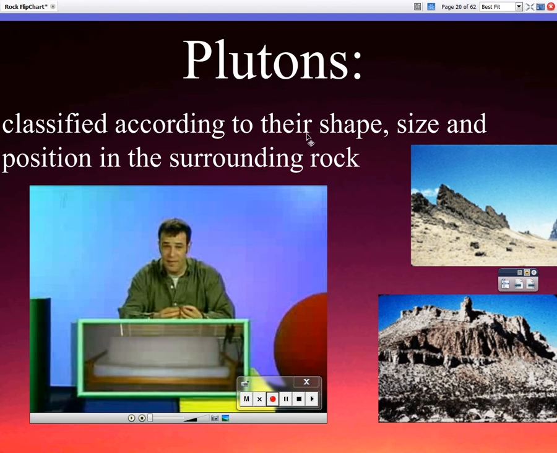Okay, a pluton is classified according to its shape, size, and position in the surrounding rock. All a pluton is, is igneous rock that formed inside the ground, so intrusive, and the ground has weathered away around it, leaving what they call a pluton. This right here is an example of a pluton. Part of this right here is a pluton also.